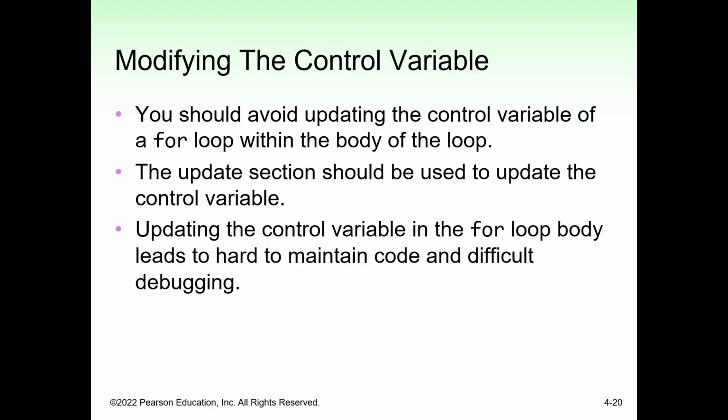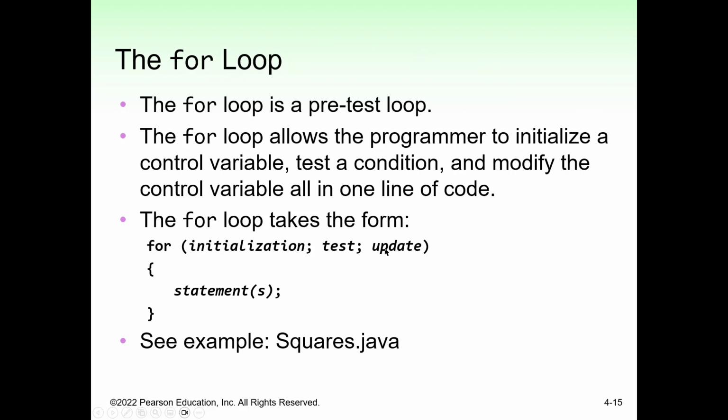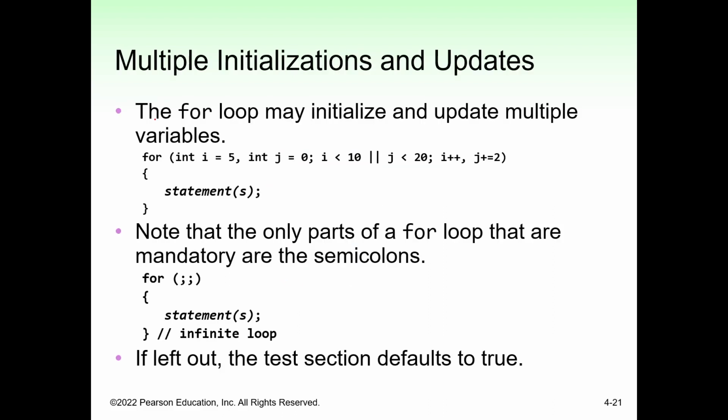Whenever you're using the for loop, there are a couple of things to consider. First of all, you should avoid updating your control variable in the body of your loop. Your control variable should be updated in the update section of your for loop definition. So it's very important that you update your control variable right here in this update section. As you can see, there's a specific section for it, and you're not updating it anywhere inside of the curly braces. So let me show you a couple of examples of the for loop.